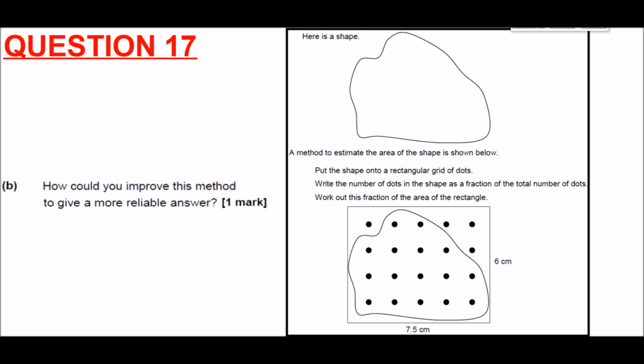For part B, we're asked how we could improve this method to give a more reliable answer. So essentially it's asking how could we make the answer more accurate. So I think the most obvious thing to mention is that if we had more and more dots on this grid, we could get a more accurate representation of the fraction of dots on the inside compared to the total. And so we could have a grid with more dots on it. So just put something like more dots on the grid, or a more densely dotted grid.